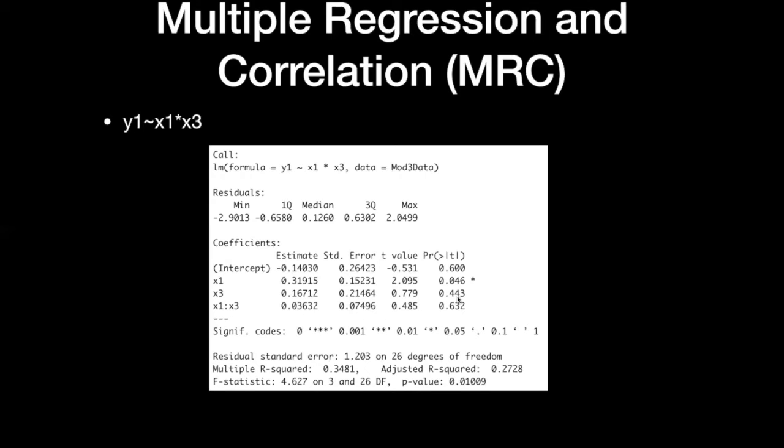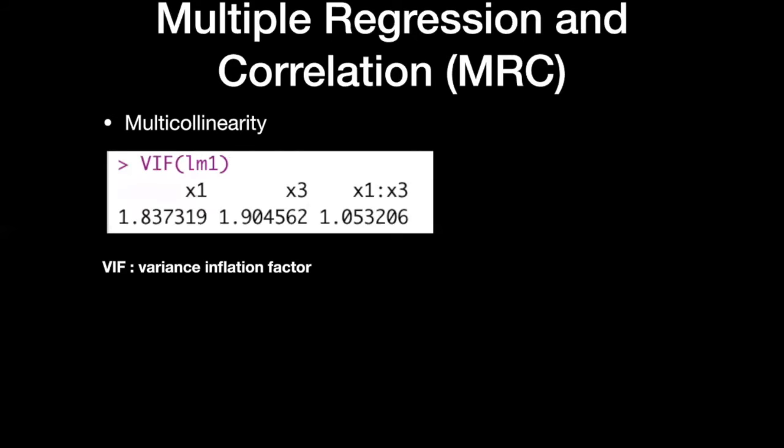So yeah, only x1 is below the critical p-value, and the rest of the data is not. So let's take a look at some other data. Here I show you the VIF.